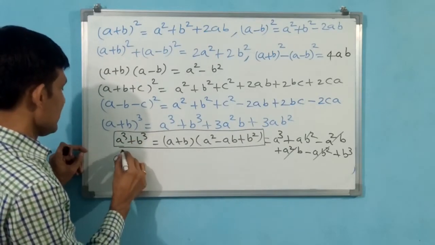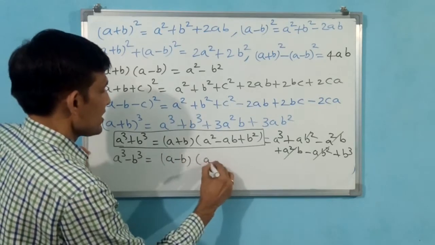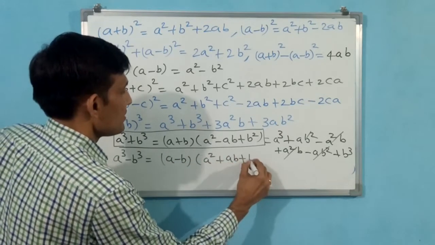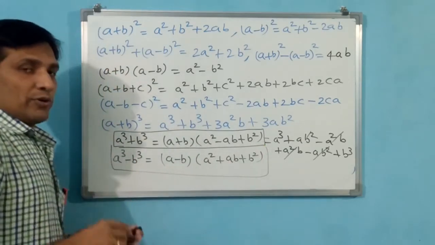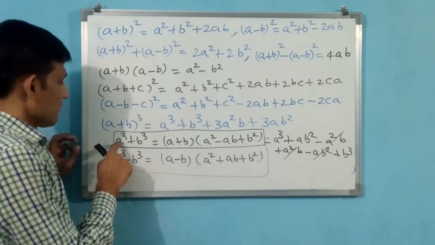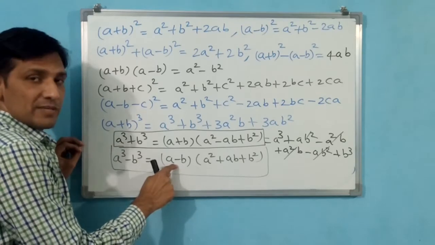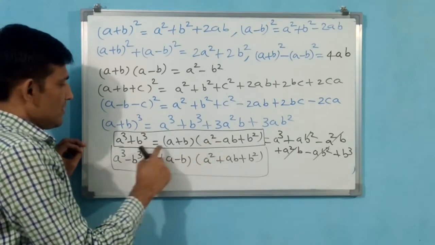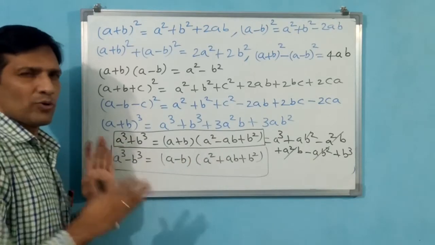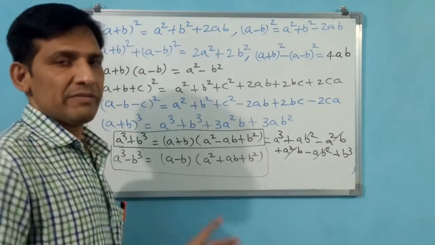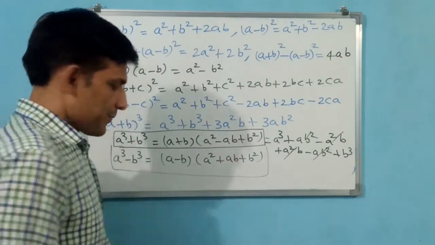And another one, a cube minus b cube is equal to a minus b into a square plus ab plus b square. This is also very, very important. If we observe, when a cube plus b cube is there, a plus b will come. When a cube minus b cube is there, a minus b will come. Inside, outside plus, inside minus; outside minus, inside plus. Like this, you have to remember. These two formulas are very, very important for us. Several questions are going to come. That is why I have written them.